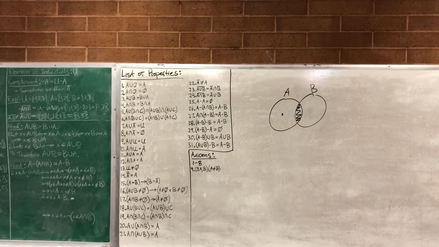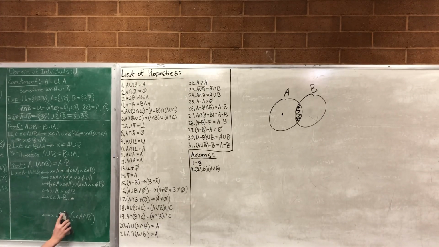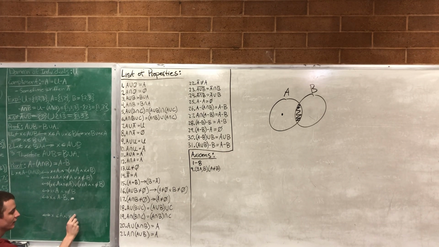Why is that? So how did we do it over here? Where's difference? Oh, let me write it a simpler way. X is in A and X is not in A intersect B. There we go. That's exactly our definition of difference. X is in A minus B means X is in A and X is not in B. X is in A minus this thing means x is in the first thing and x is not in the second thing.